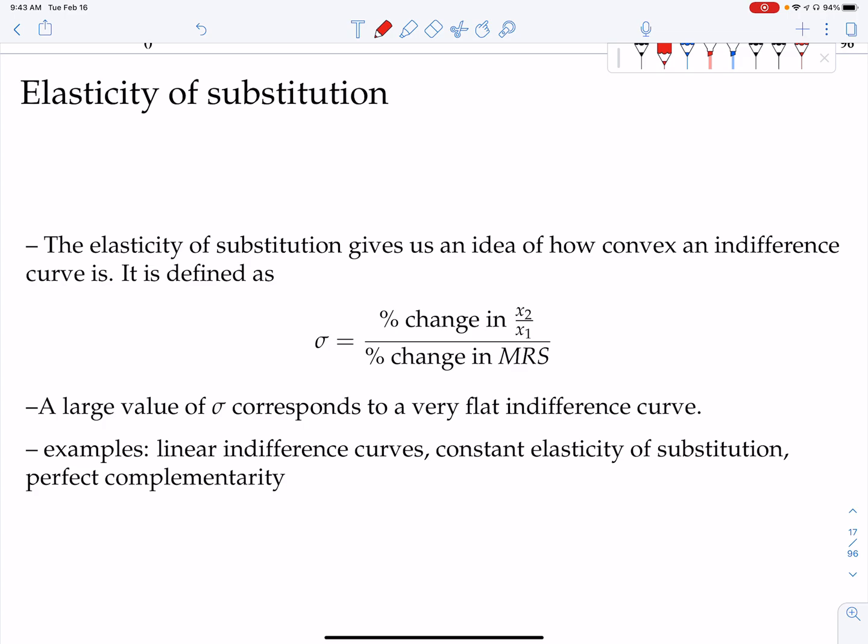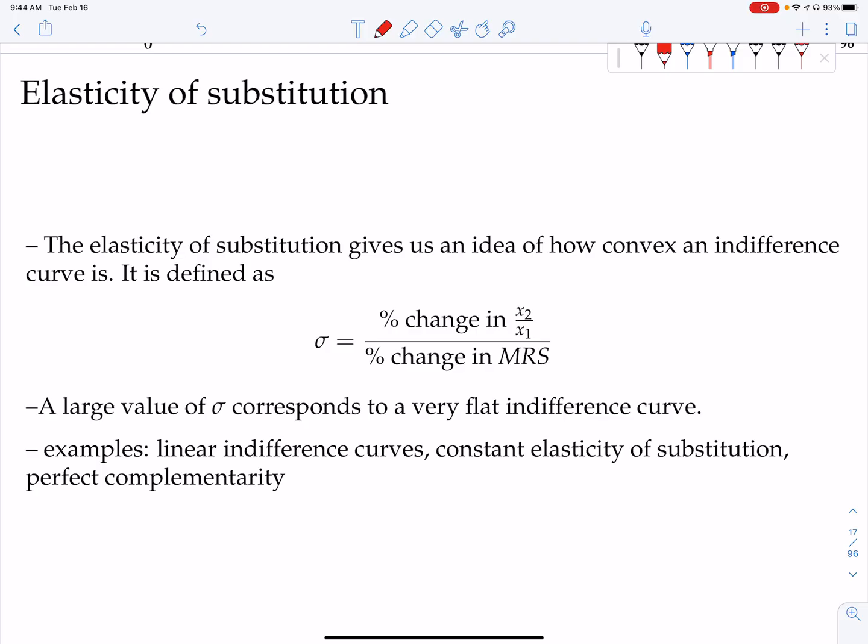Okay. Now we're going to introduce this elasticity of substitution. This concept is difficult to understand when you first see it, but I'm going to come back to this elasticity of substitution later once we finish a part of consumer theory, and then why we need this kind of thing will become more or less apparent. But for now, it's going to be a little bit difficult.